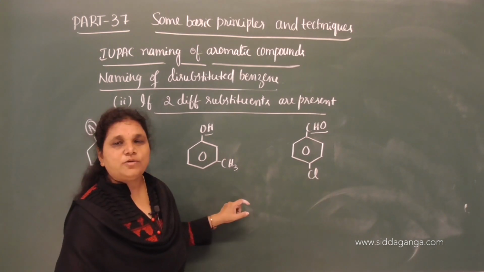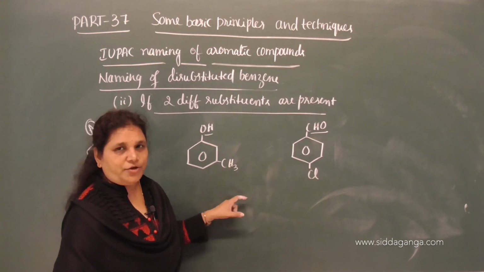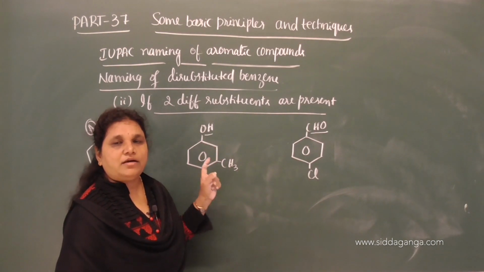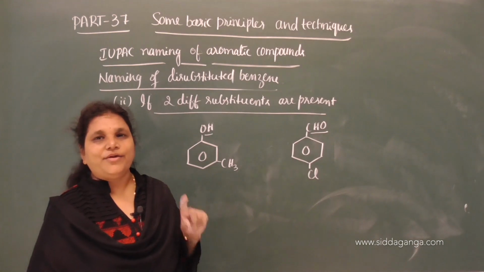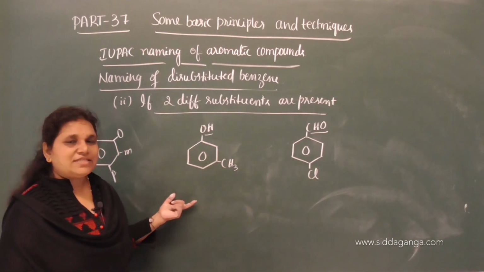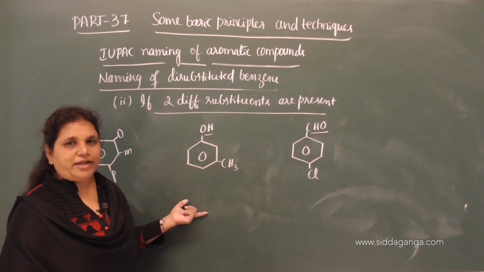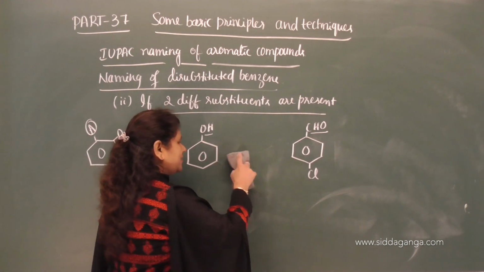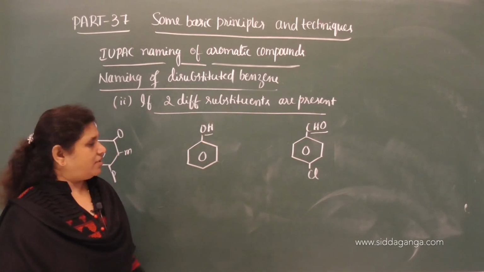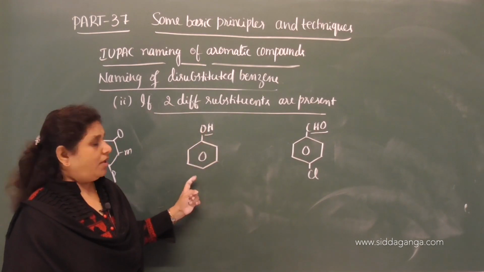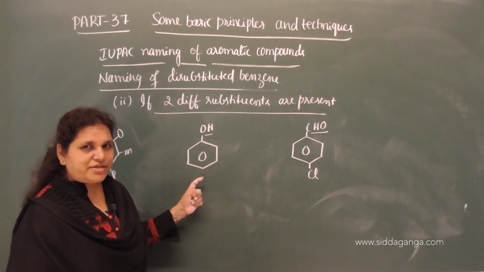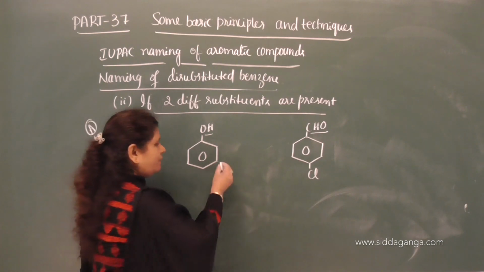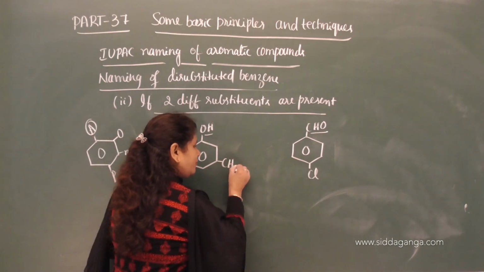If one of the groups is the functional group, then you can take the special name of that compound as a root word. In the previous examples we took benzene as the root word. But if you replace that, what will you get? You will get phenol. Now instead of using benzene as a root word, you can use phenol as a root word here. What phenol? Substituted phenol.